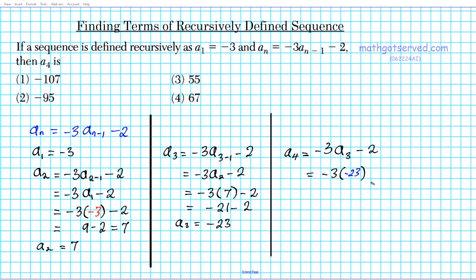Negative 3 times negative 23, minus 2. Using order of operations, please excuse my dear Aunt Sally, multiply before you subtract. Multiply these two to get 69, minus 2, and 69 minus 2 is 67. And there goes your fourth term. The answer to this question is option number 4.